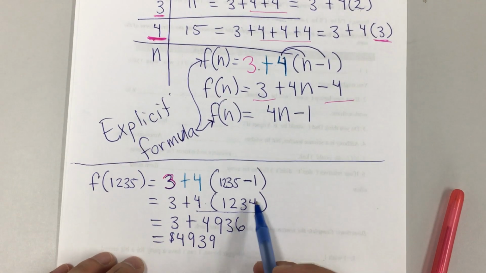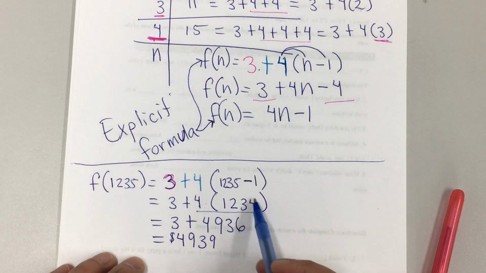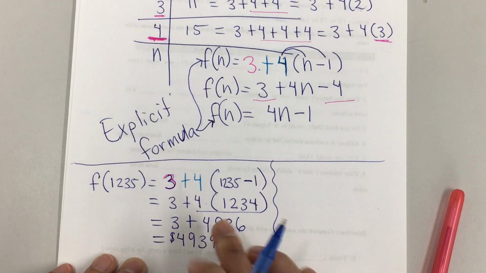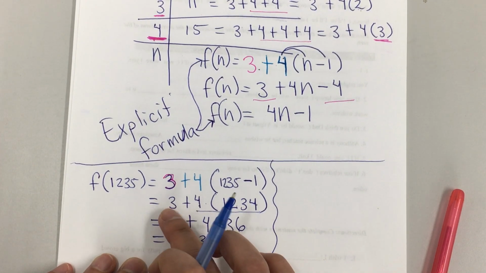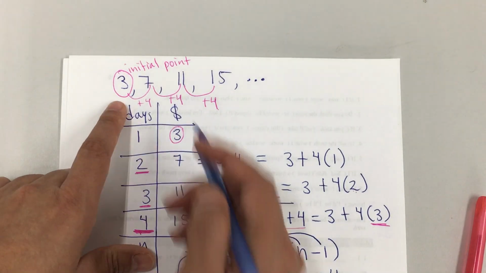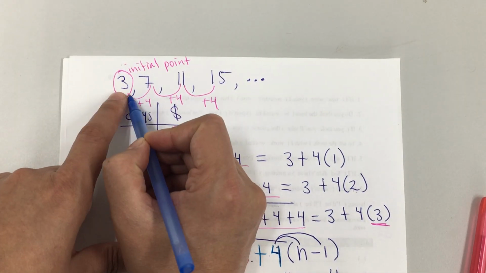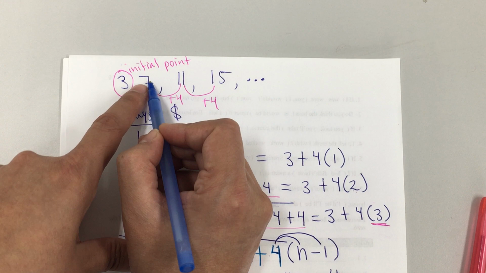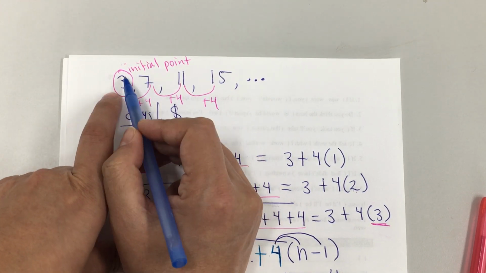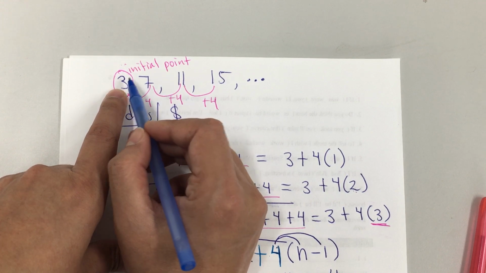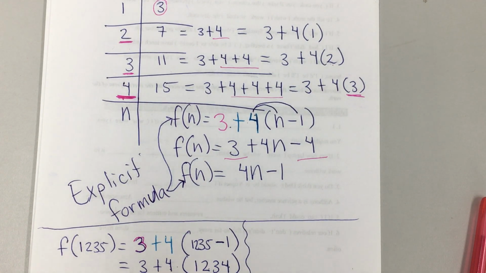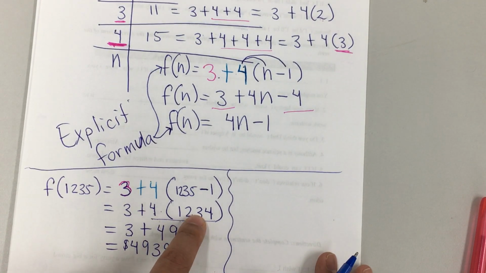Again, the reason we have 1 less in here is because the first day we don't add that 4. Let's look in here. That first day, this is day 1, you don't have a 4 included. Only until the second day you have a 4 included. The third day you have a 4 included, but on the first day you don't. So that's why we have 1 less in here.